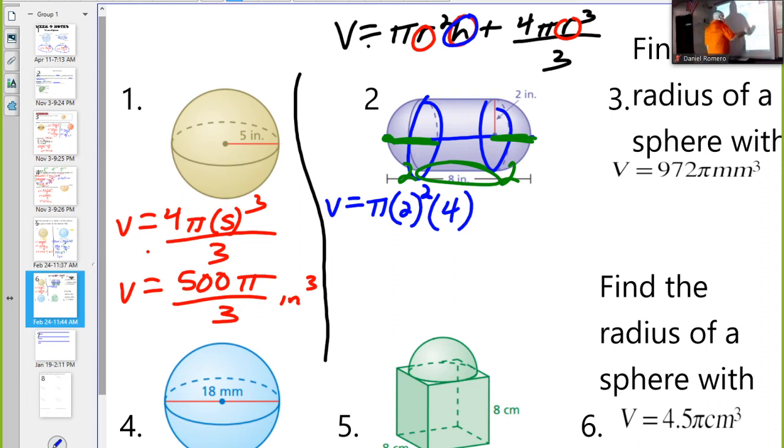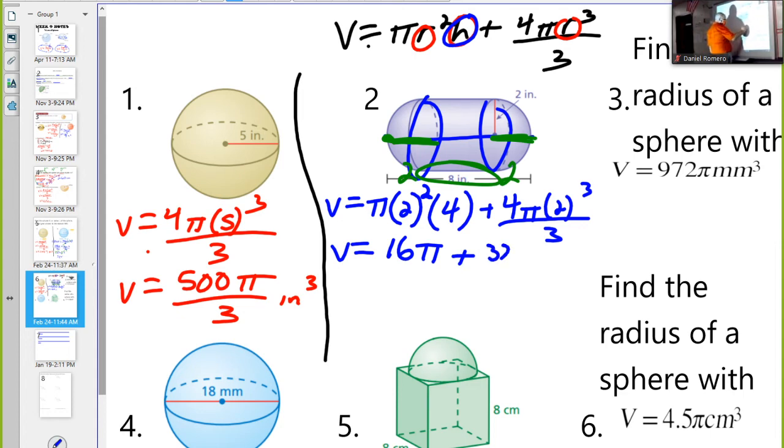Plus 4 over 3. It will simplify a little bit. 2 squared is 4. 4 times 4 is 16 pi. Plus 2 cubed is 8. Times 4 is 32 pi over 3.